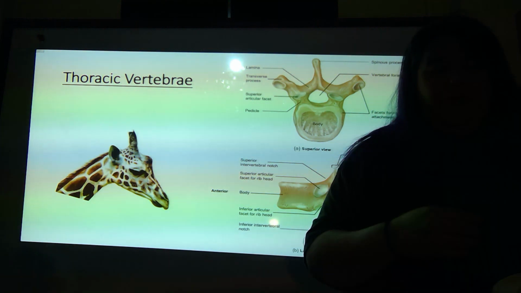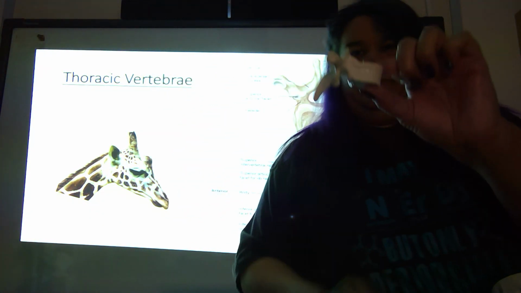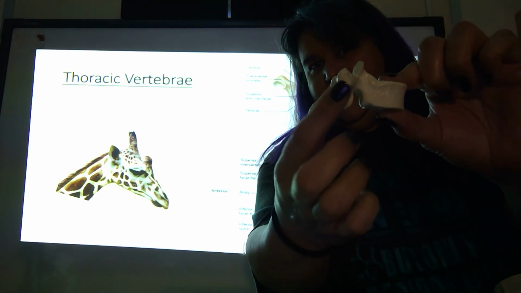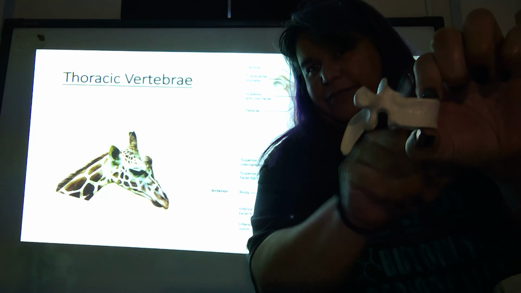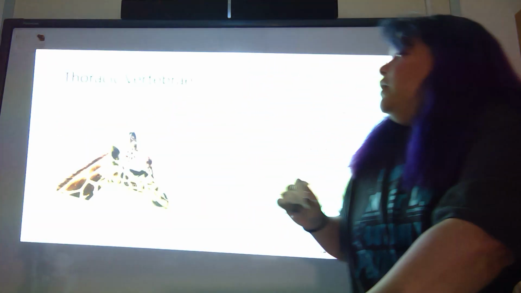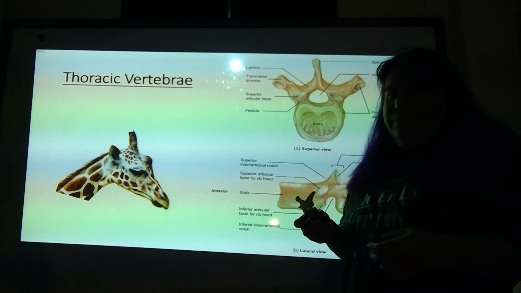So, the thoracic vertebra. Thoracic vertebra. Do you see a giraffe? The nose, the ears, the horns. When I think of thoracic vertebra, I always think of giraffes, and I think of giraffes because they kind of match up. Okay? Most of the parts and pieces on these vertebrae are exactly the same.